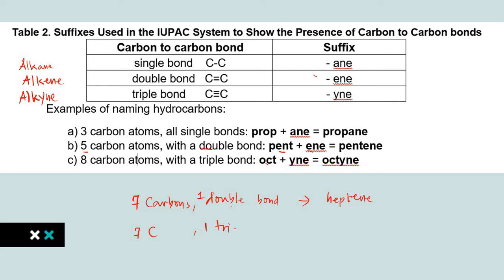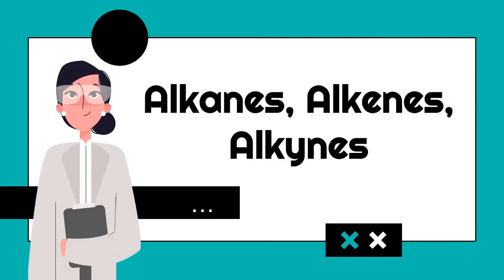How about 7 carbons and 1 triple bond? It's heptyne. Just like that. If a compound has a double bond and a triple bond, it will end with -yne because the triple bond is a superior bond. So every time a double bond and a triple bond are together, your compound is considered an alkyne. Okay, let's learn about these 3 words a little closer now.